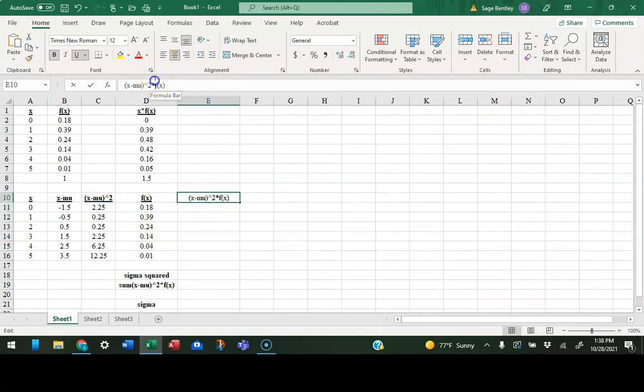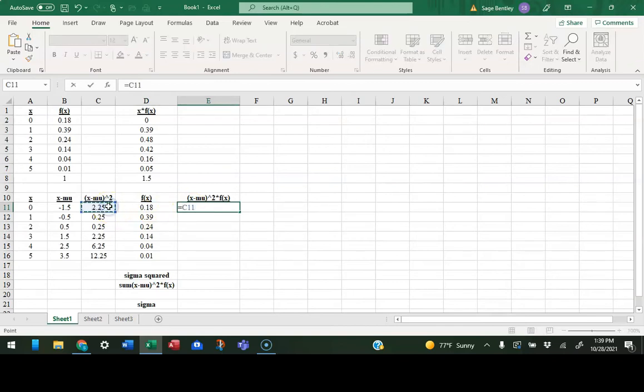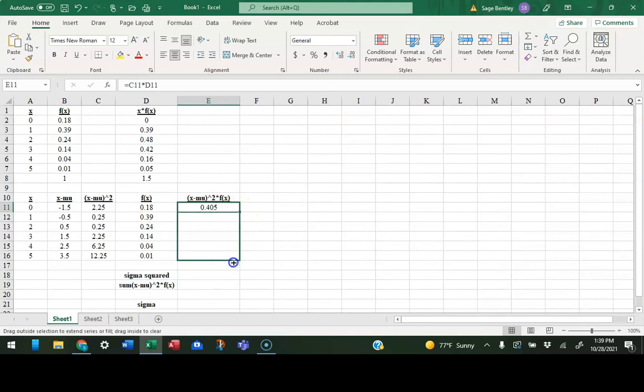Now what your textbook says in a little bit neater way is x minus mu with an exponent of 2, f of x. So recognize that that just means I've got a multiplication problem here. So what do I want to do? I want to take this number times this number and put it in this column. So I'm going to take this one times this one and put my answer in that final column. So I get 0.405, and then I'm just going to drag this thing down. All right, so I now have all those answers.